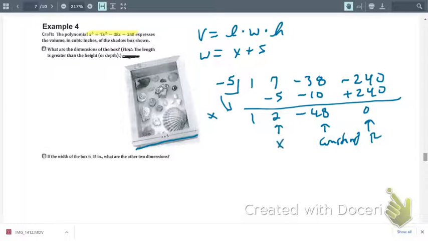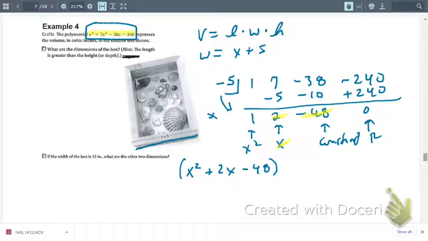This right here is your coefficient in front of your x term. This right here is the coefficient in front of your x squared term. So if we rewrite this with the variable, we have x squared plus 2x minus 48, and the remainder is 0, so I don't write anything next to it. So this polynomial here can be written as the product of two factors so far. This is factor 1, and then the other factor is x plus 5.